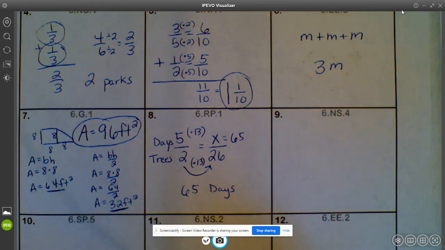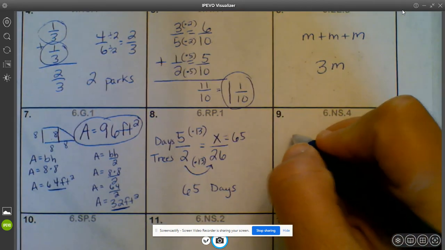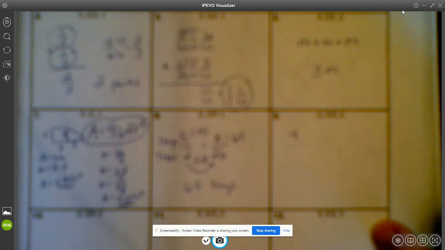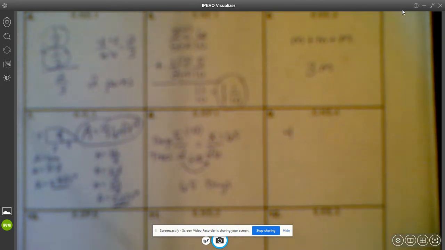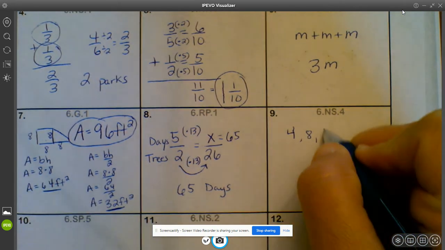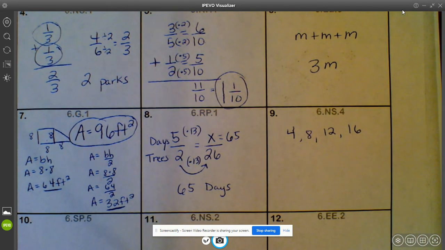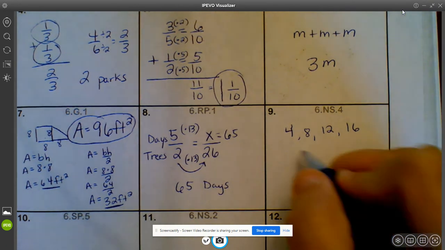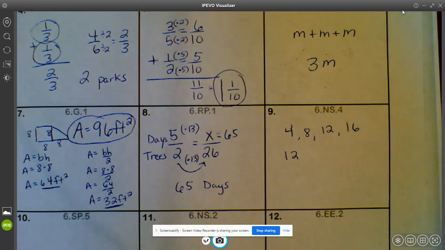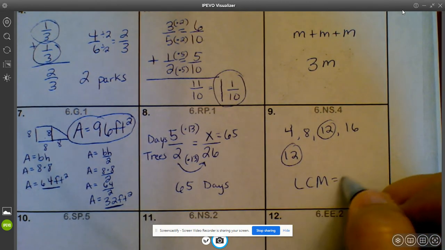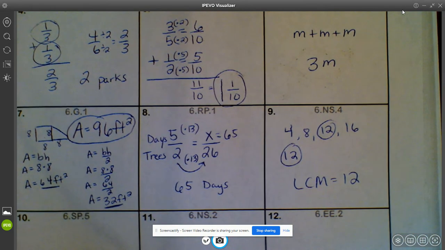And then question 9, find the least common multiple of 4 and 12. So I have 4, least common multiple, remember we're skip counting like we did at calendar when you were in kindergarten and first grade. So 4, 8, 12, 16, and then if we skip count by 12s, we really only need to do our first multiple, because right there we see our least common multiple, which would equal 12.